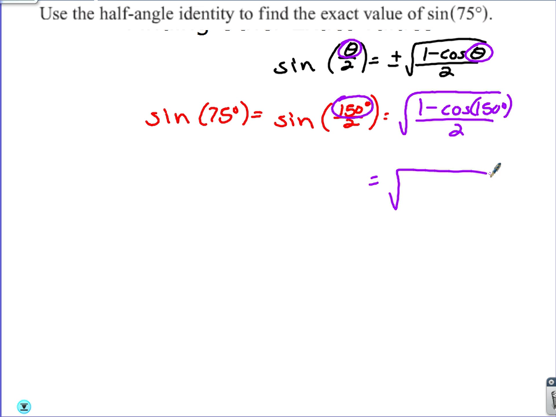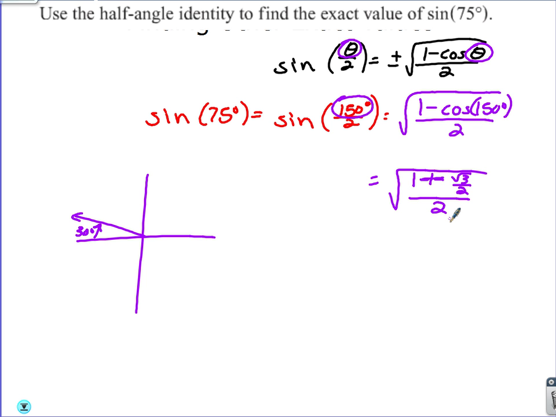Cosine 150. Let's see. All students take calculus. 150 is going to have a reference angle of 30. Since you're in the second quadrant, cosine will be negative. Since you have a reference angle of 30 degrees, cosine will be negative root 3 over 2. So that's 1 minus negative, which would be plus, root 3 over 2, over 2.